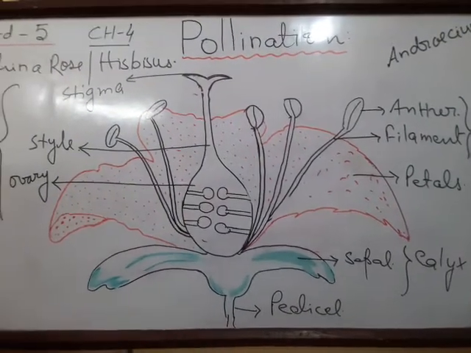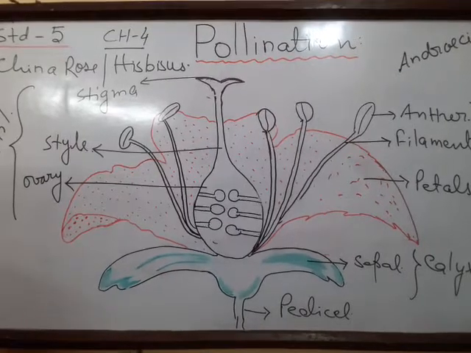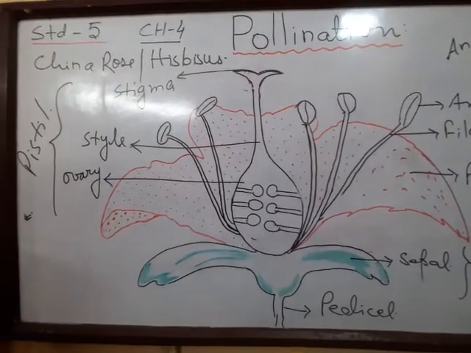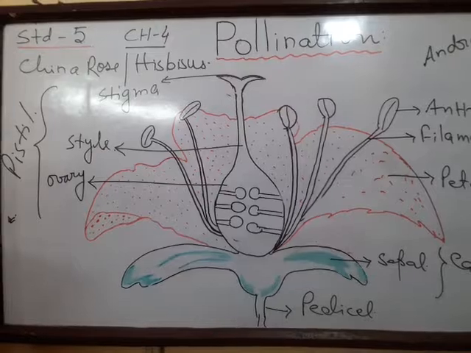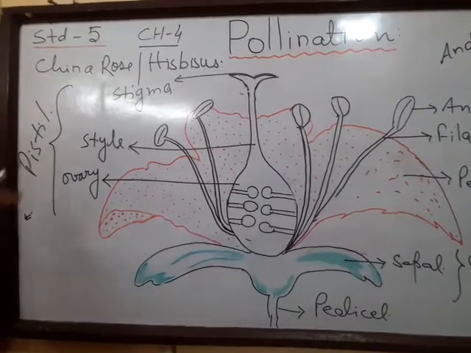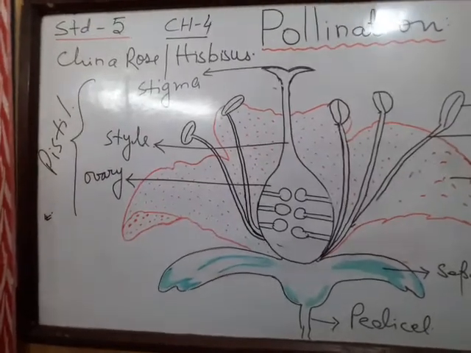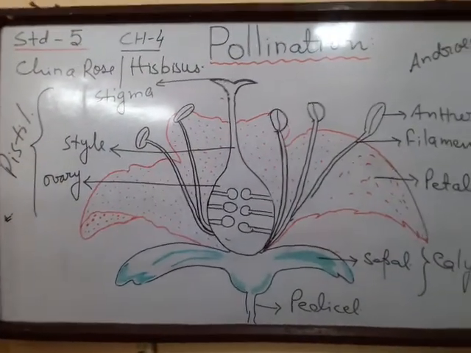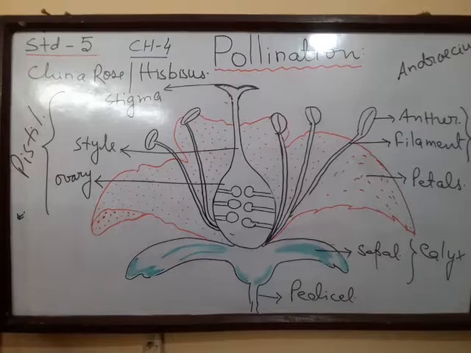Next we have the corolla. The petals are the units of a corolla. The androecium, the anther and the filament make up the androecium, and the gynoecium, also called the pistil. These are also known as the whorls of the plants.